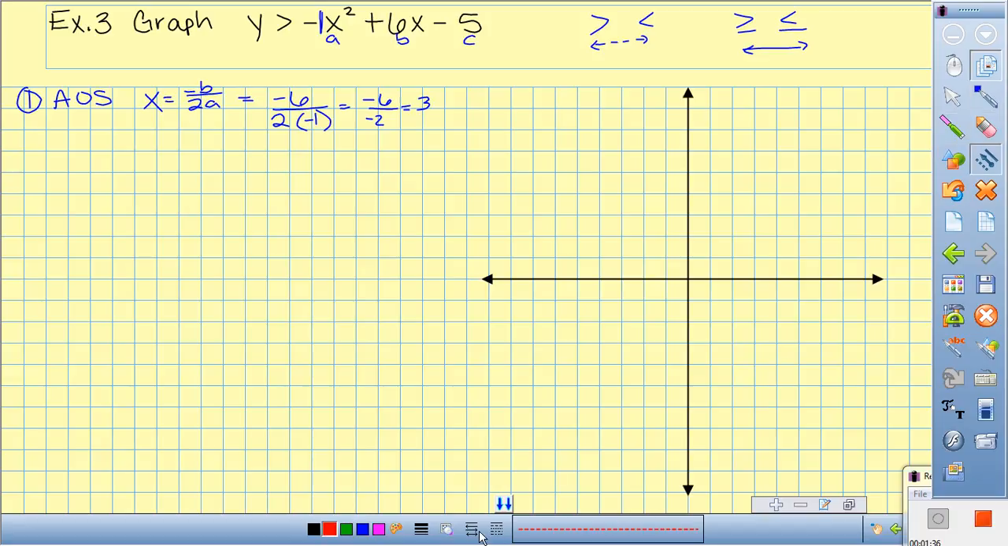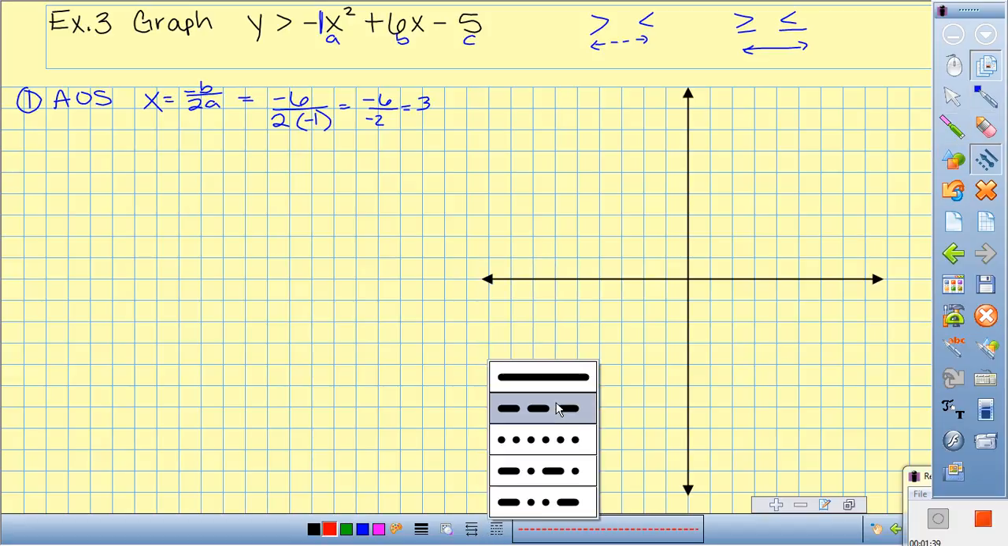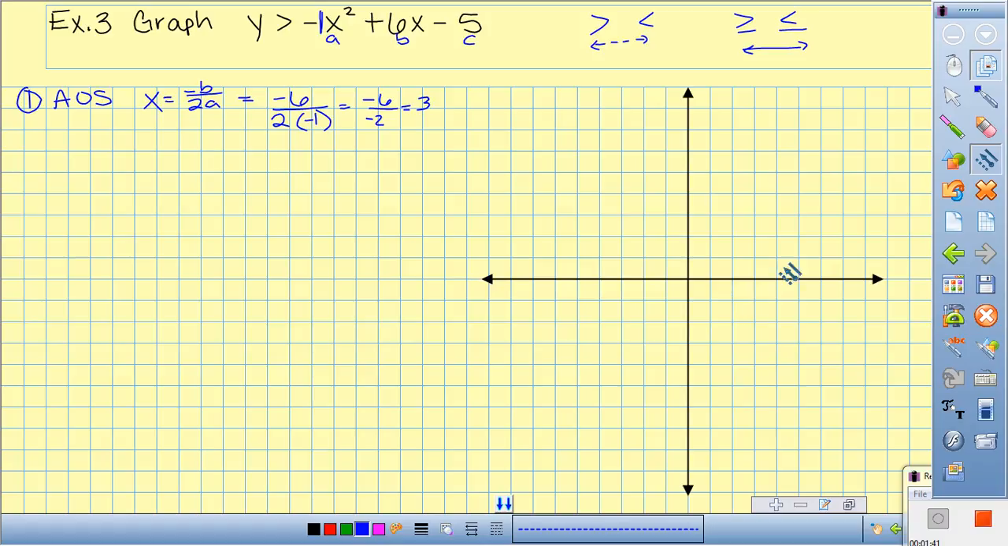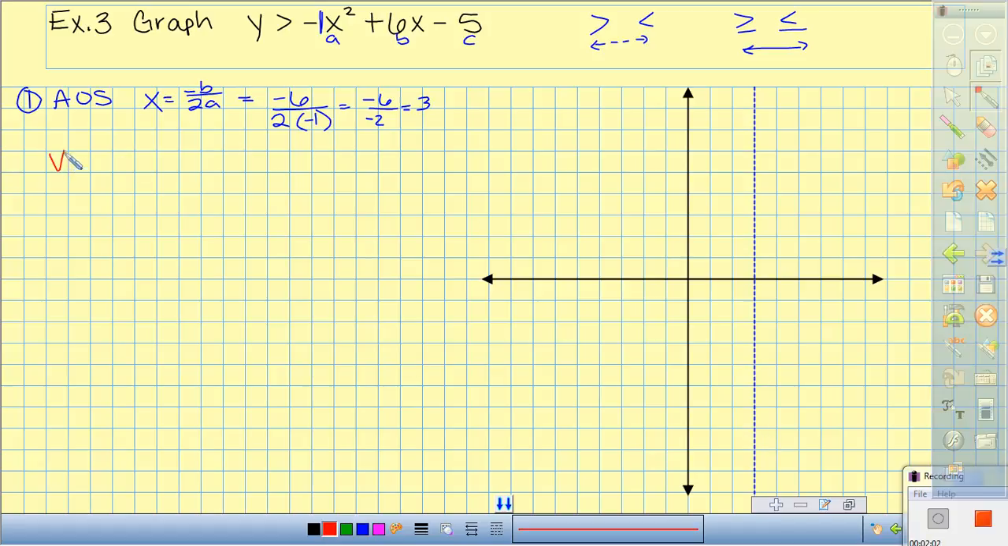So let me go ahead and do that first. Positive 3, so x is 1, 2, 3, positive 3, it's right there. And there's our axis of symmetry. And again, we know that our parabola, when we graph it, is going to be centralized around this axis of symmetry. Our vertex is somewhere on here, but we don't know where that is yet. So let's find our vertex now so we know where it is on that axis of symmetry.